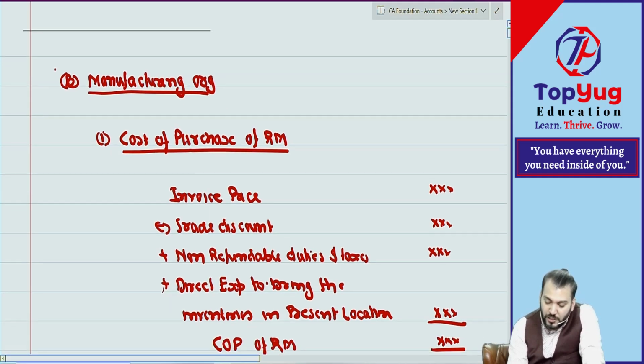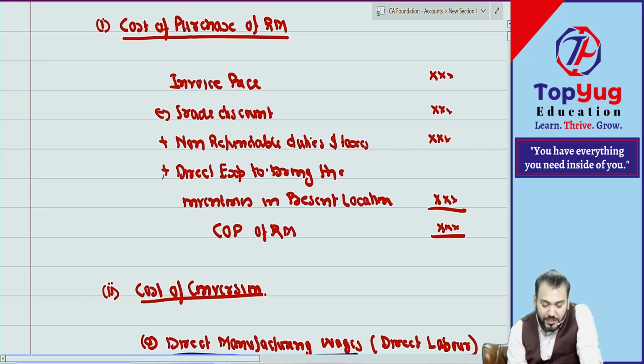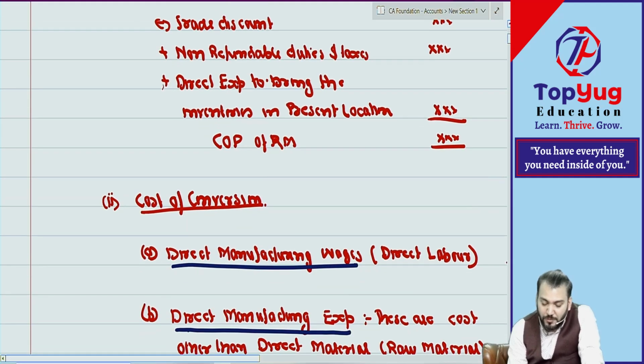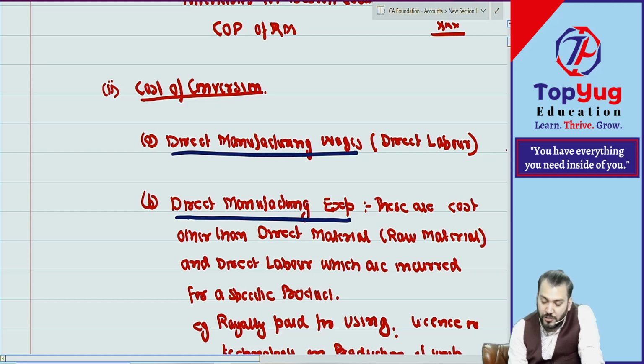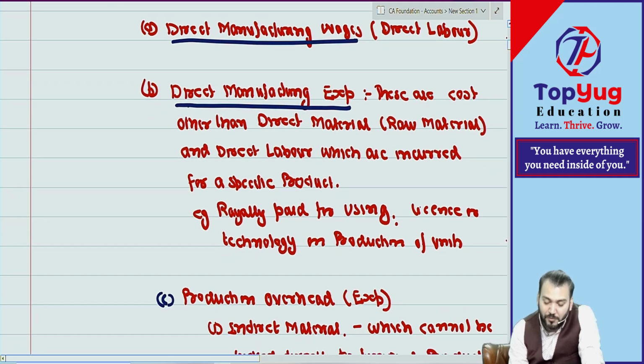Remember, this will be invoice price minus trade discount plus non-refundable duties and taxes plus direct expenses to bring the inventory to its present location. Then cost of conversion. Cost of conversion means direct manufacturing wages, direct labor. Then direct manufacturing expenses. These are the costs other than direct material and direct labor which are incurred for a specific product. Royalty paid for using a license or technology for production of goods. I have given an example of my software also. So that becomes direct manufacturing expenses.